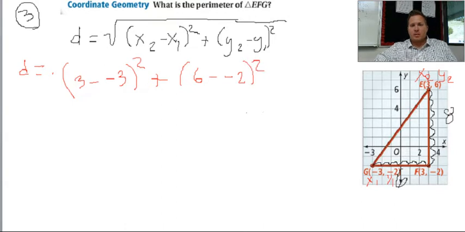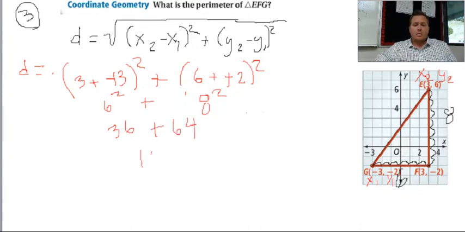And so I have a double negative. Let's turn that to a positive. So it's going to give me 3 plus 3 is 6. 6 squared. If you want to write it, 6 squared. And add this one up right here. This is going to be 8 squared. So this is going to give me 36 plus 64. Add those two together, and that's going to give me 100.